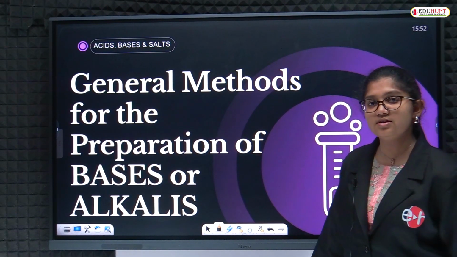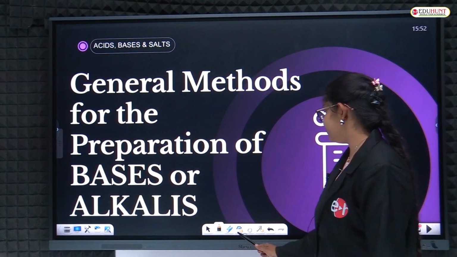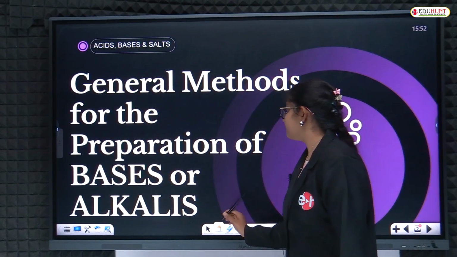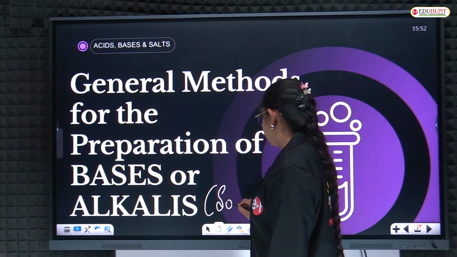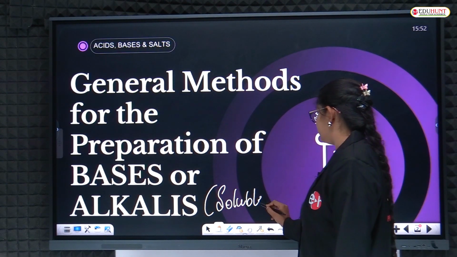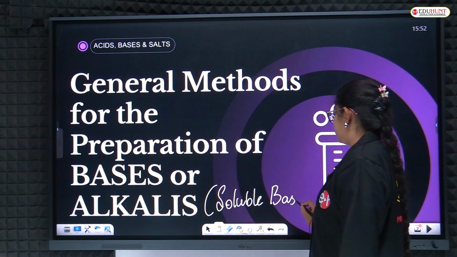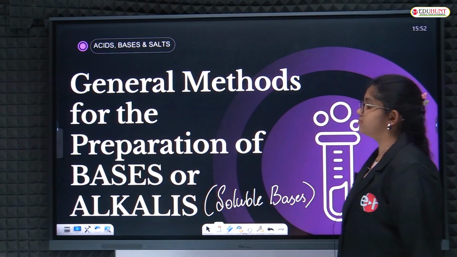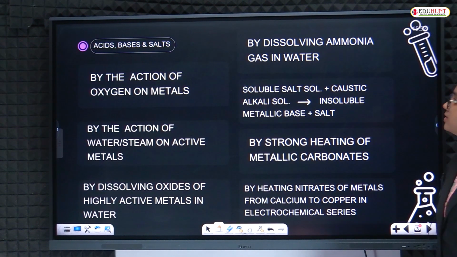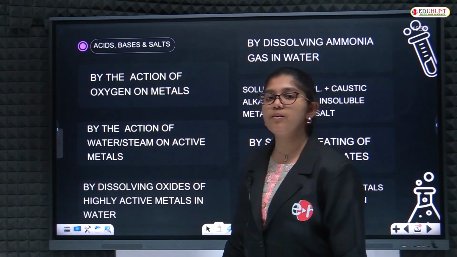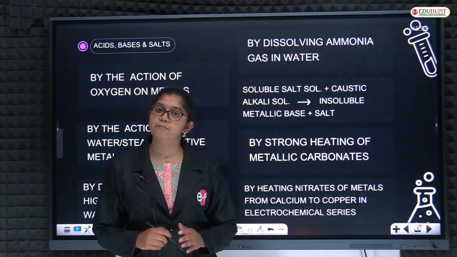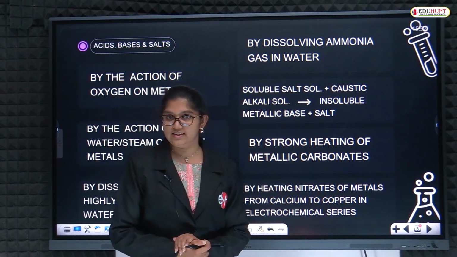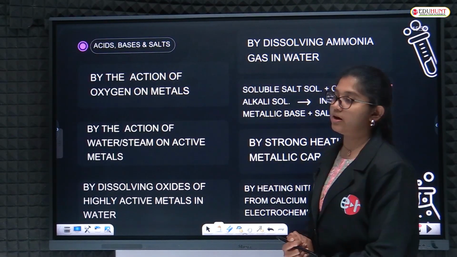What are alkalis, children? Alkalis are also called soluble bases. Very good. Now let's start the session. We have 7 main methods for the preparation of bases, or alkalis. Let's see them one by one.